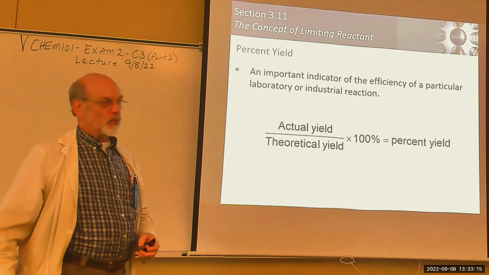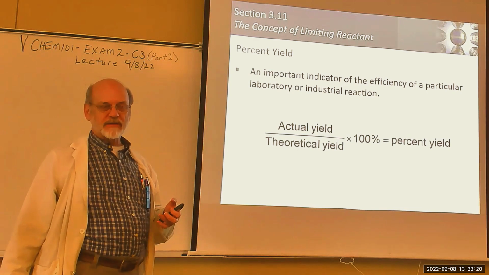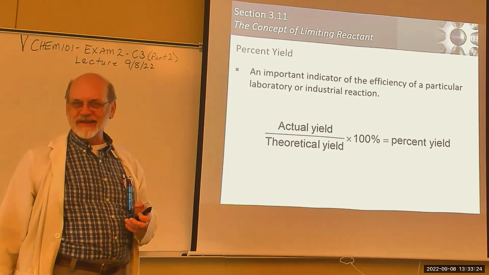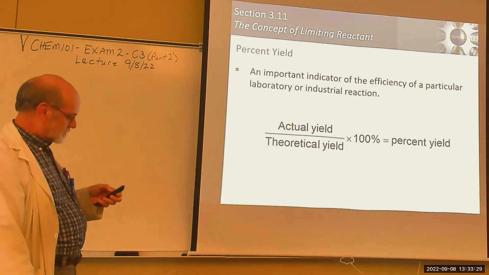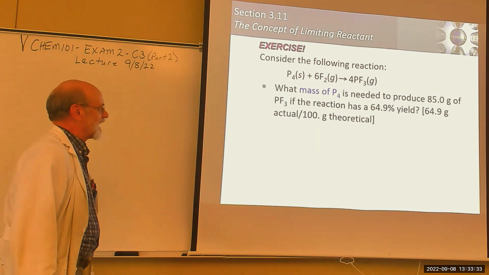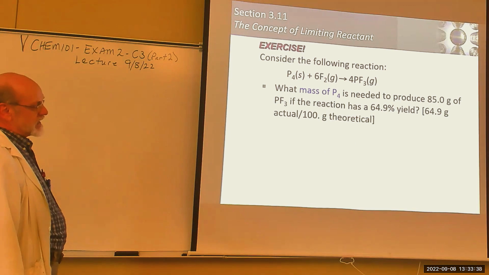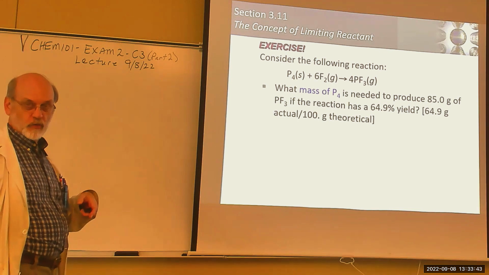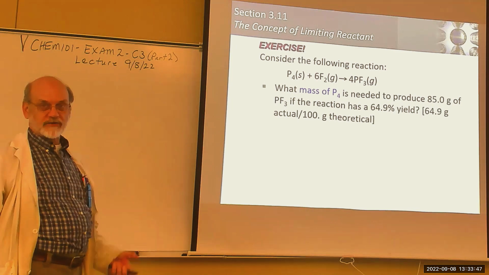Most of the time, it would be less than 100%. If it's greater than 100%, that's probably a worse problem than losing some, because you got something in there that's not your product. Okay, so here's our example. We're going to make PF3 out of a reaction with P4 and F2. Fluorine and phosphorus are going to react together, and it's probably a pretty energetic reaction.